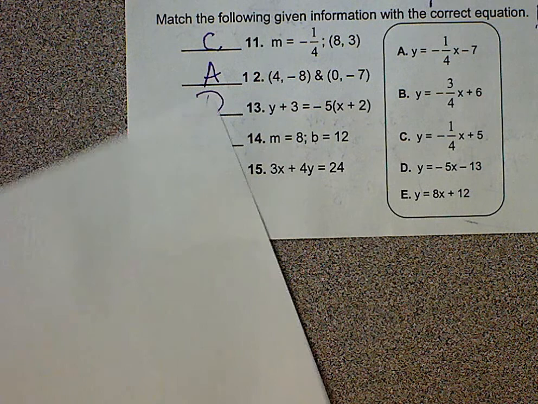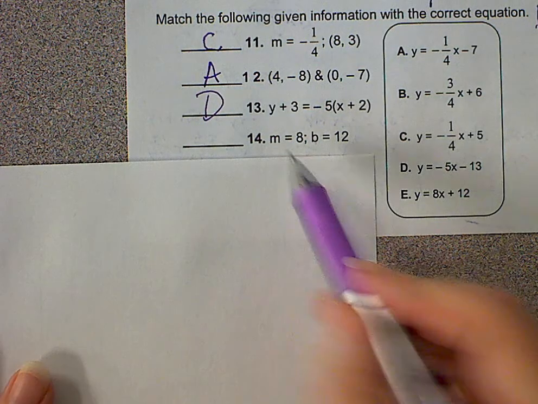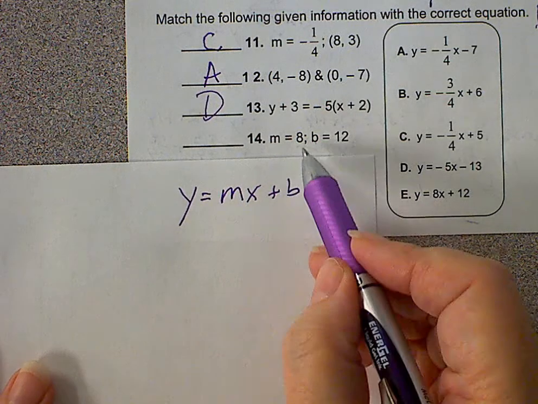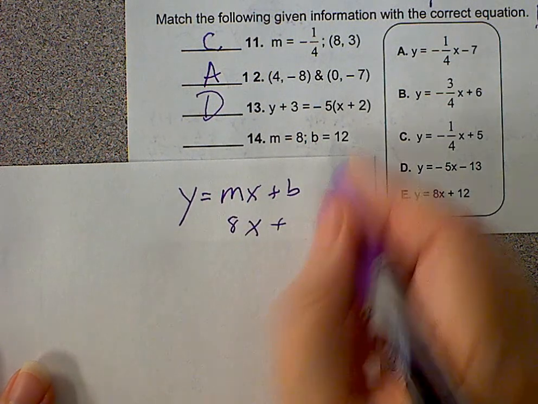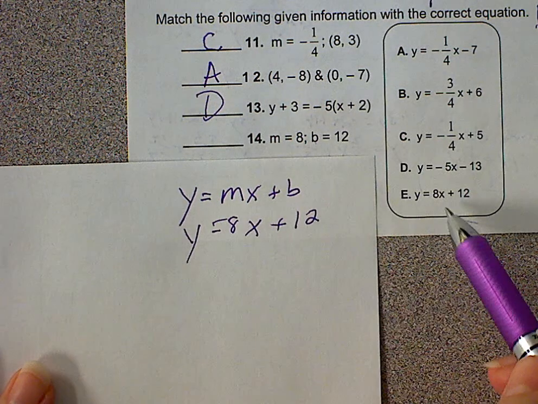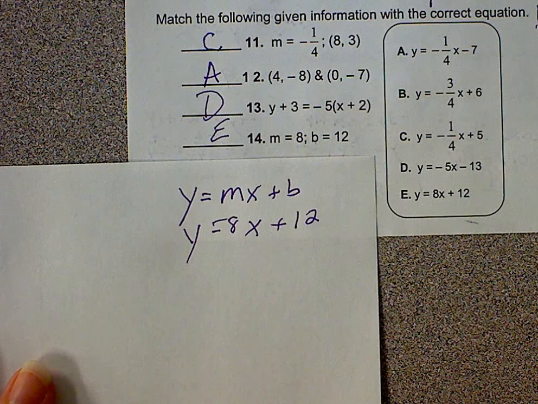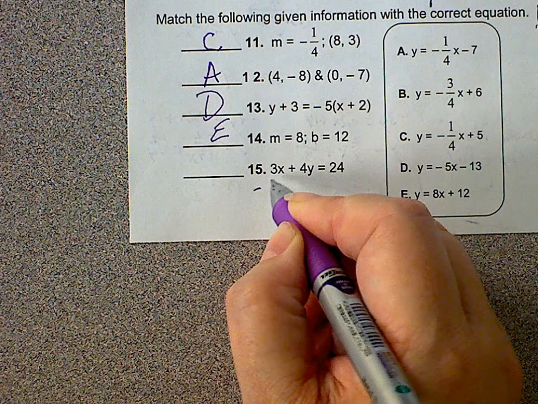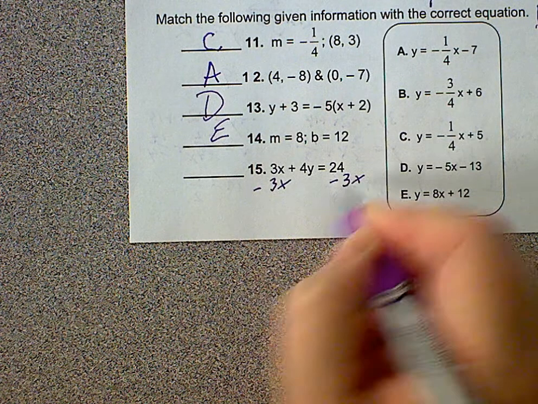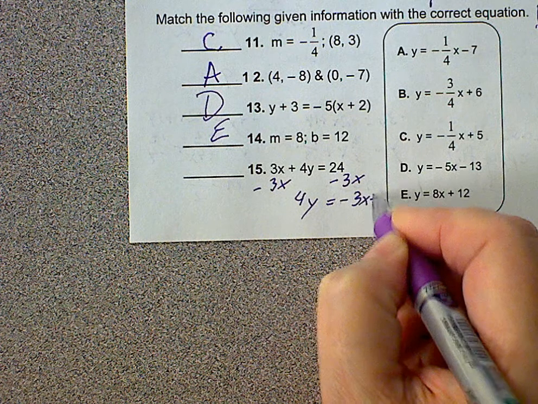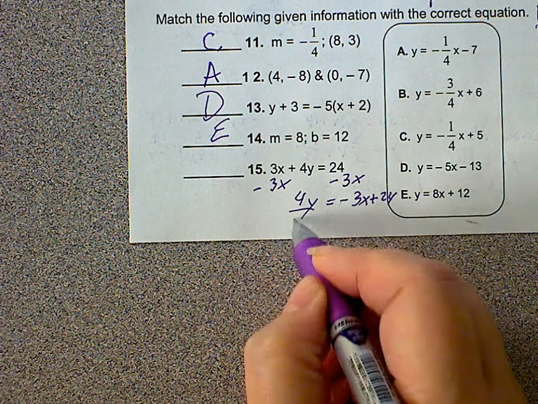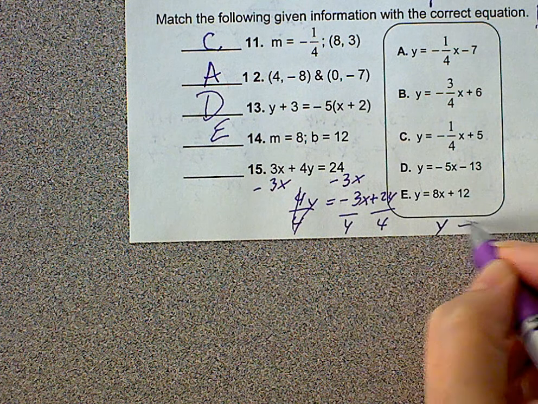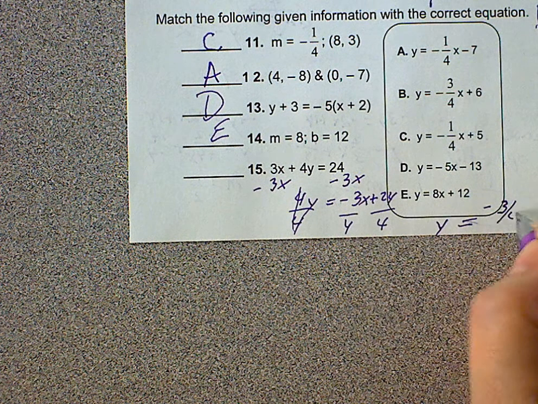We're given our slope and our intercept. Well, we know the equation y equals mx plus b. So we put in our 8 here and our 12 here. That means it's E. And our last one, we can subtract 3x from both sides. So I have 4y is equal to negative 3x plus 24. Divide by 4. So right here we have y equals negative 3/4, and 24 divided by 4 is 6. So we have B.